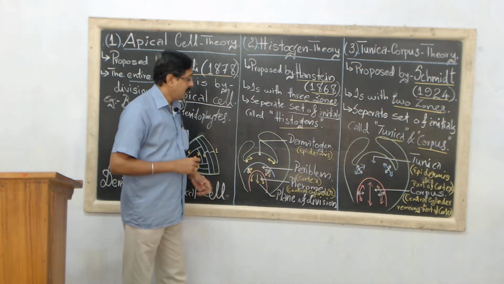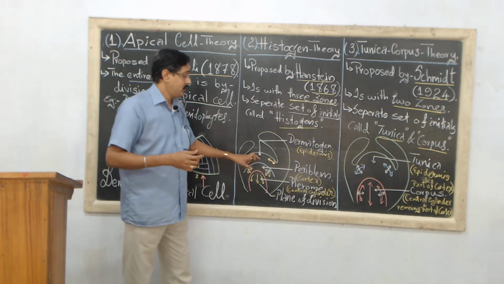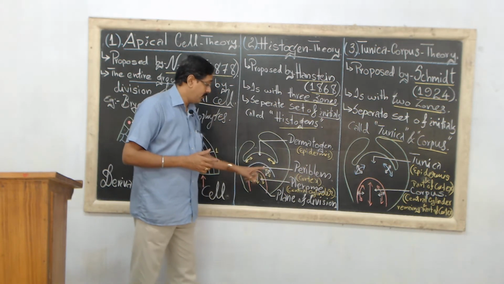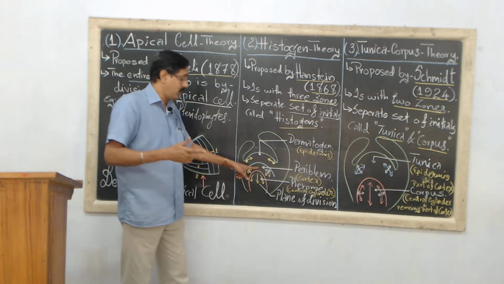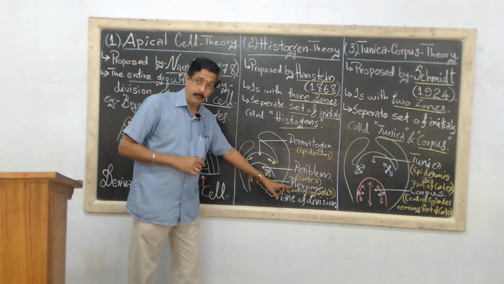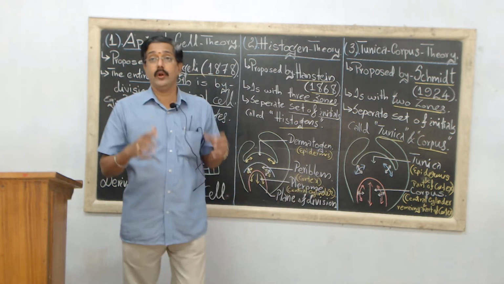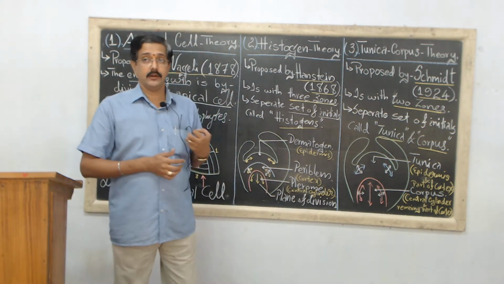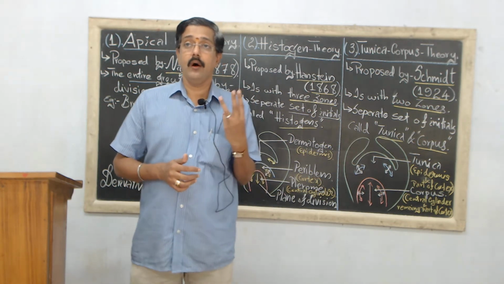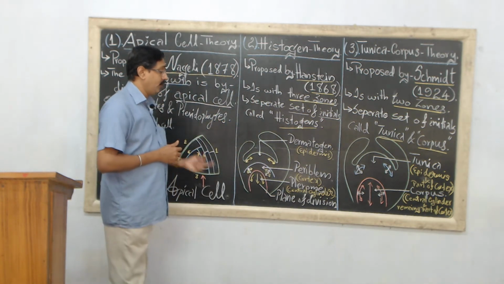Why does Hanstein propose such three sets of initials or three zones in the apical organization of shoot? The dermatogen, the outermost layer, gives rise to the epidermis. The middle layer, the periblem, is concerned with the formation of the cortex. The third, innermost layer, the plerome, is concerned with the differentiation of the central cylinder, that is, the vascular tissues. So Hanstein proposes that the apical initial, which first divides into three, functions as the active or functional initials for organization of shoot apex.